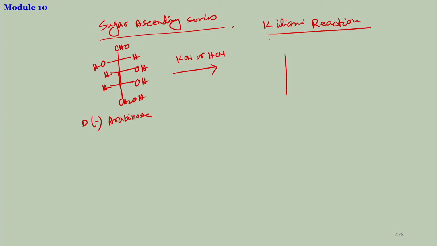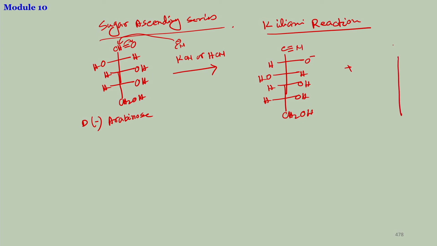So if you use cyanide, what will it do? Cyanide is basically CN minus, a nucleophilic addition on the aldehyde. So you will have CN here, and this becomes O minus CHOH. It can be this way, it can be the other way around also. And the rest will be as it is: H OH, OH H, OH H, CH2OH.